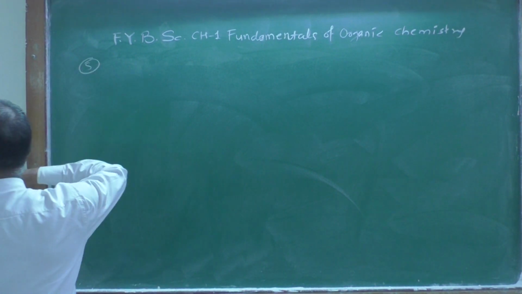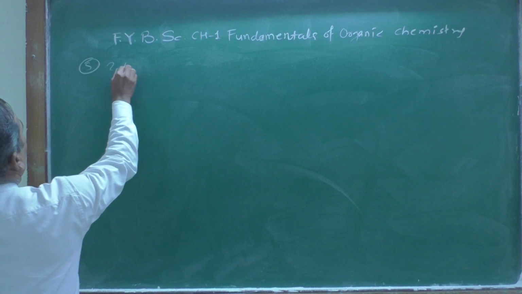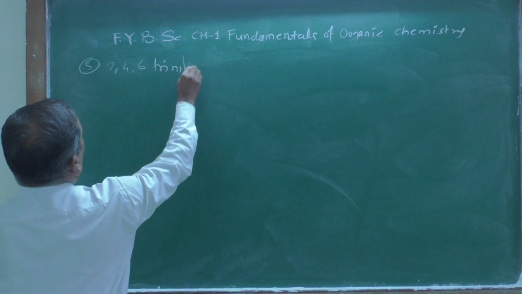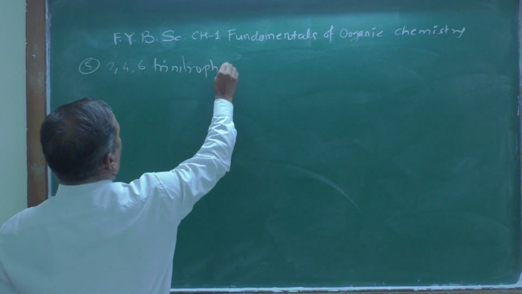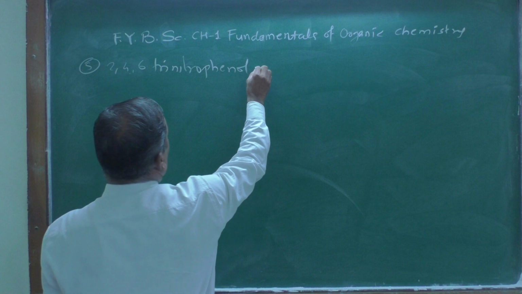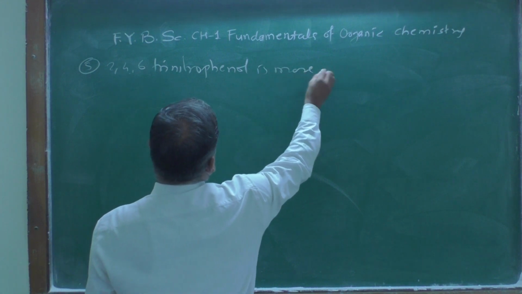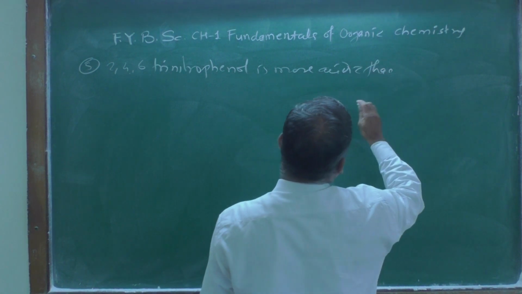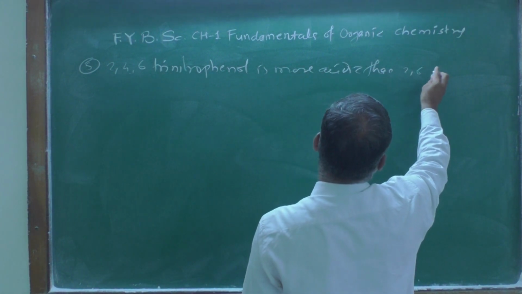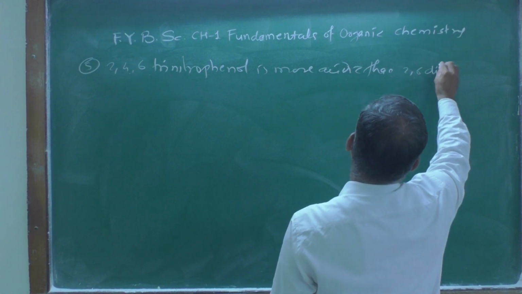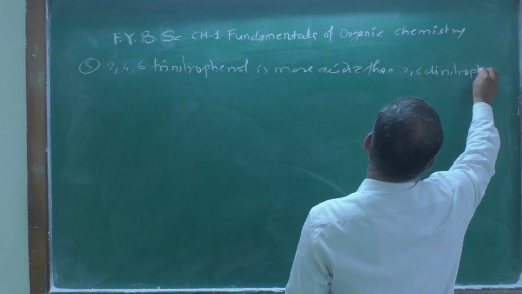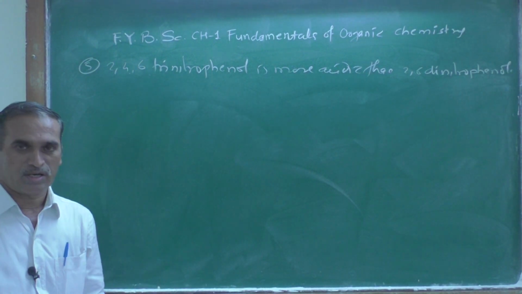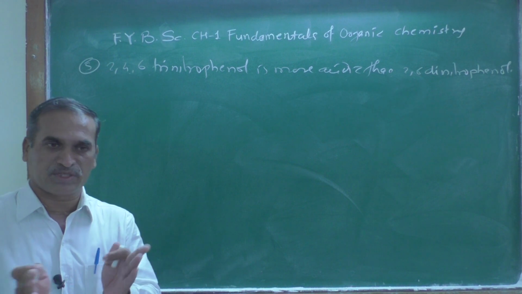Application number 5 maybe, that is 2,4,6-trinitrophenol is more acidic than 2,6-dinitrophenol. Explain, right? Now what is our first thing to do?